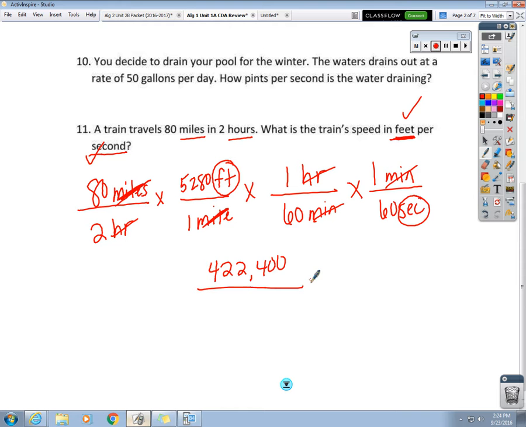And then what do you get when you multiply those denominators? 2 times 1 times 60 times 60. Right, 7,200. And then what do you get when you divide those? So like 58.7, and that's feet per second. All right, number 12.